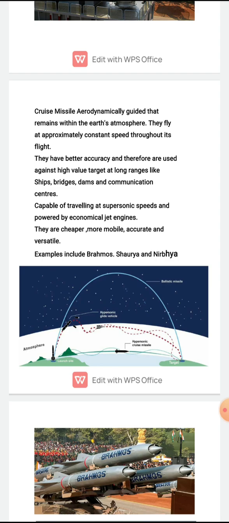Gentlemen, jet engines are the engines which take air from the surroundings and use the oxygen in it to run the missile. Okay, so that is how jet engines function.